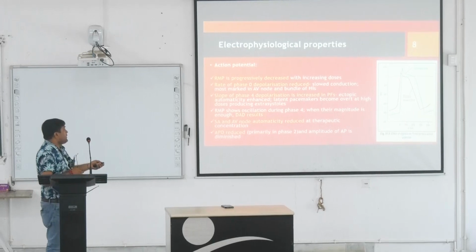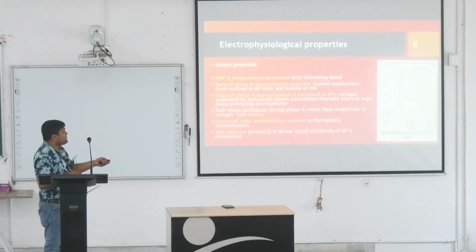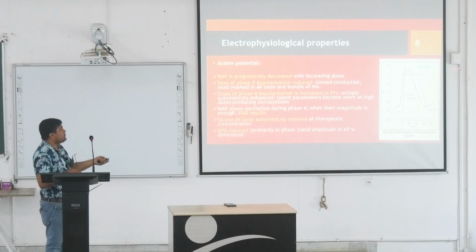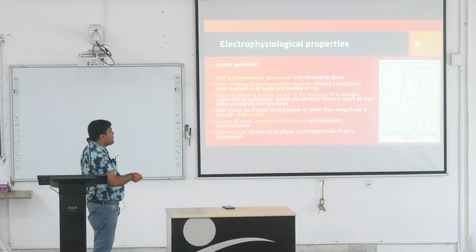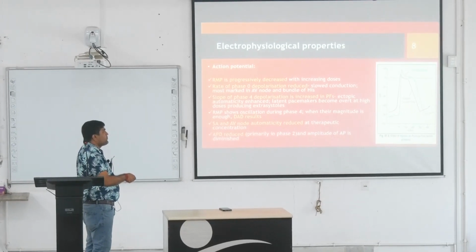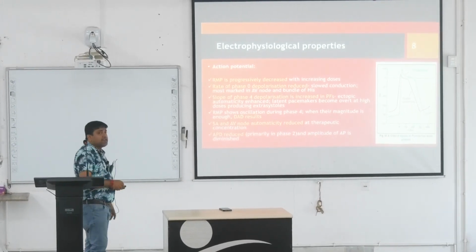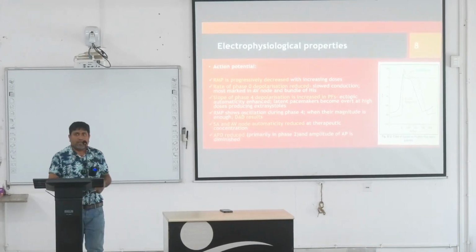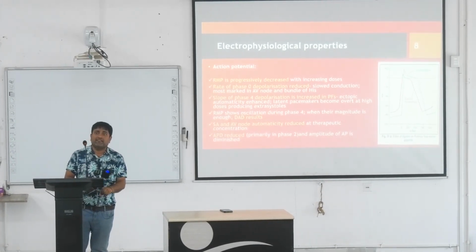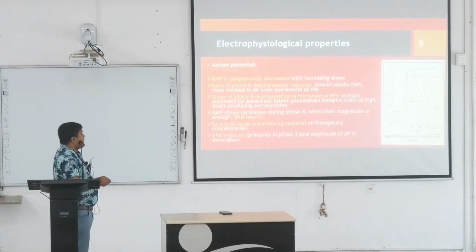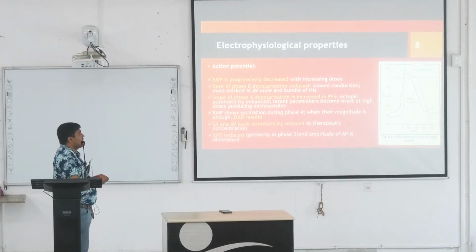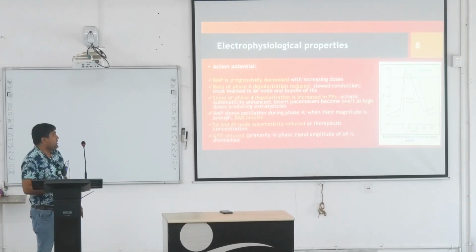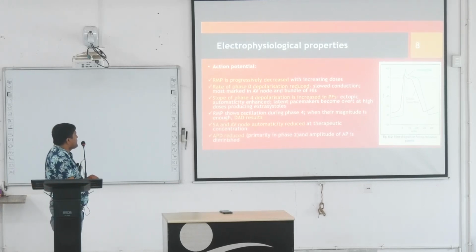Now this is the action potential of the normal heart, and the red one is due to the effect of the digitalis. What we are seeing is that the resting membrane potential progressively decreases to lesser negative values, and hence the excitability increases at the therapeutic dose. Now the rate of phase 0 depolarization is decreased, so the rate of phase 0 depolarization is reduced, so there is slowed conduction.